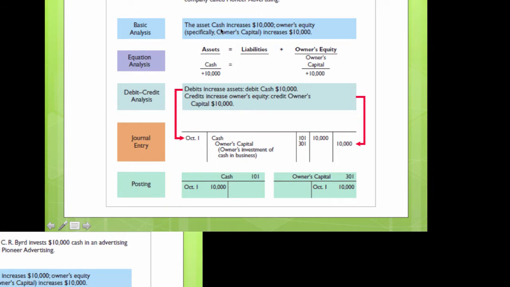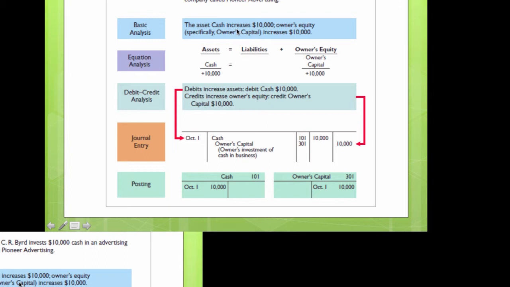Here's a transaction. Reading the basic analysis: On October 1st, this company invests $10,000 in cash in an advertisement company called Pioneer Advertising. So that's our transaction that they give us a description for.